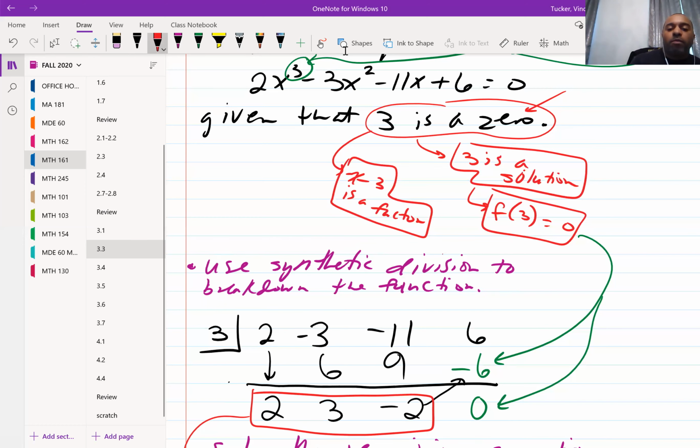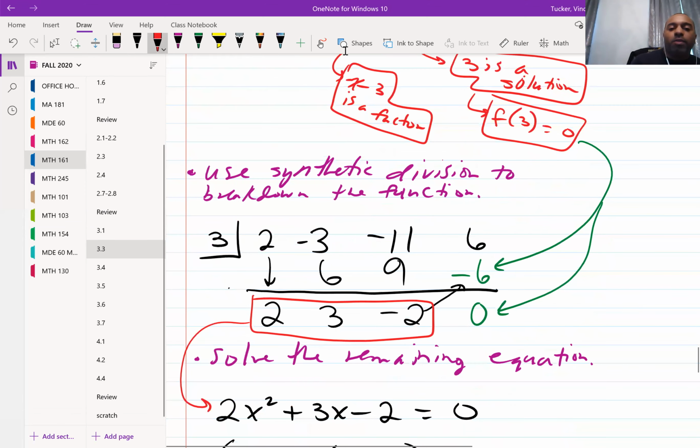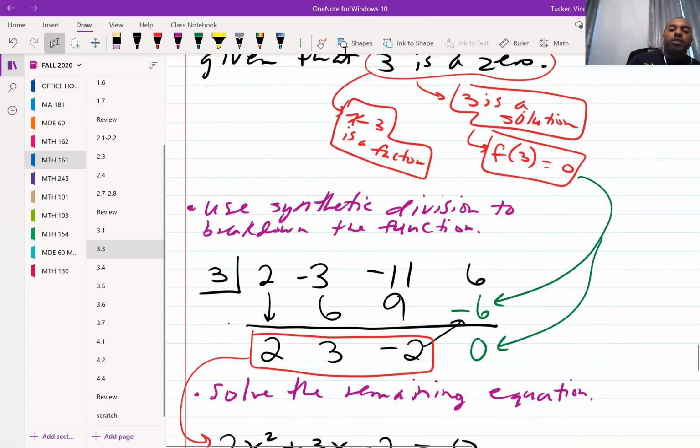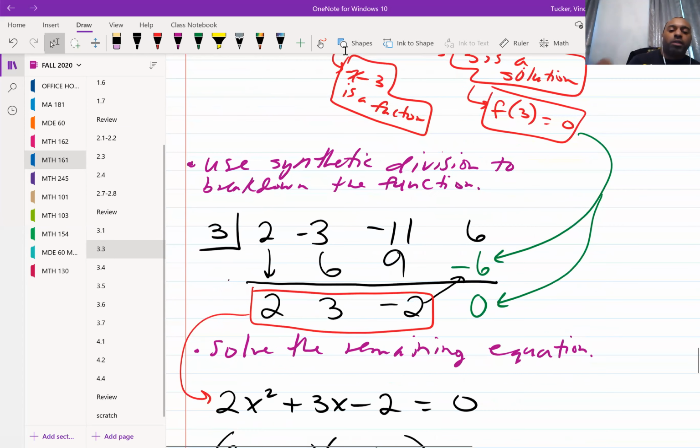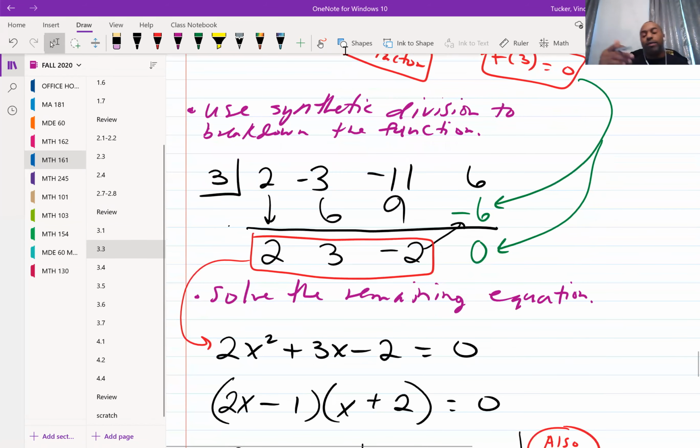So now we're going to solve the remaining equation. We start off with x squared. That's 2x squared plus 3x minus 2. Remember that our initial equation was x cubed, so we're starting with x squared. Now I'm going to factor this, but remember you always have the option of using the quadratic formula if you're not too comfortable with your factoring. So I factor this out to be 2x minus 1, x plus 2.